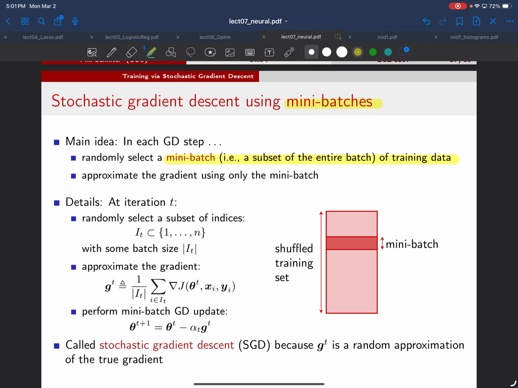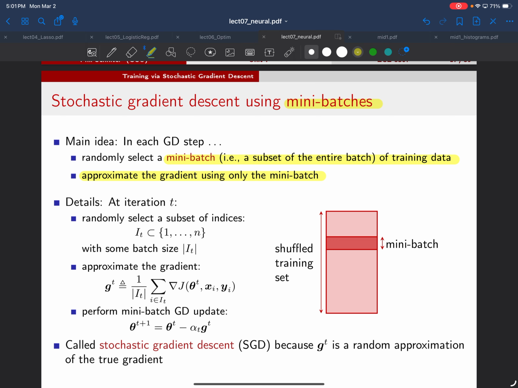You might have tens of thousands or millions of samples or billions, but your mini batch is usually quite small. And essentially, you just approximate the gradient using your mini batch instead of using your full data set.